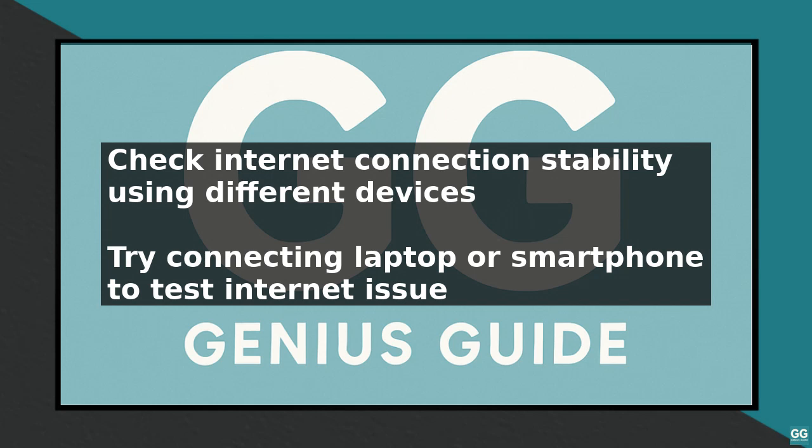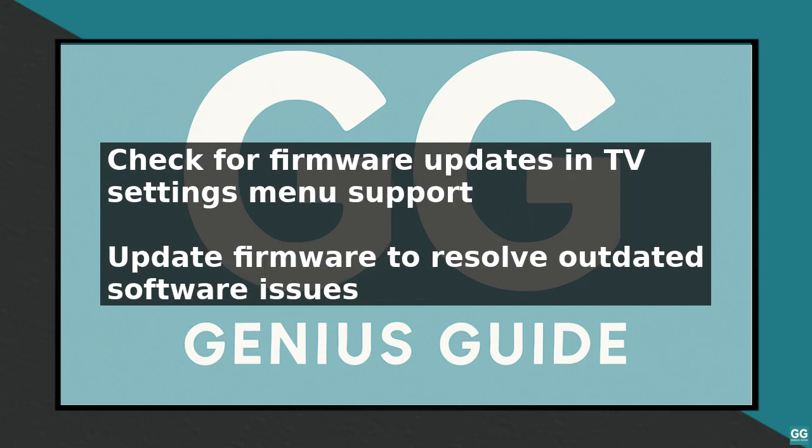Additionally, reset the TV's Smart Hub, which can sometimes resolve connectivity issues. To do this, go to the TV's settings menu, select Support, and then select Self-Diagnosis. From there, select Reset Smart Hub and follow the on-screen instructions.